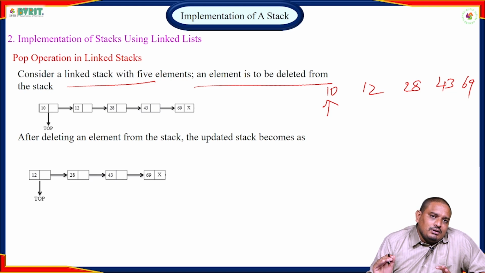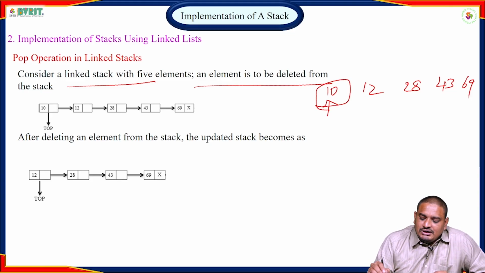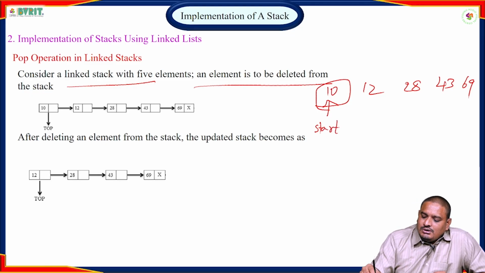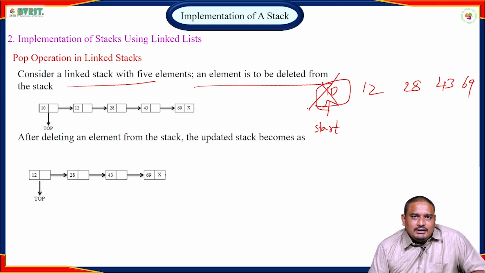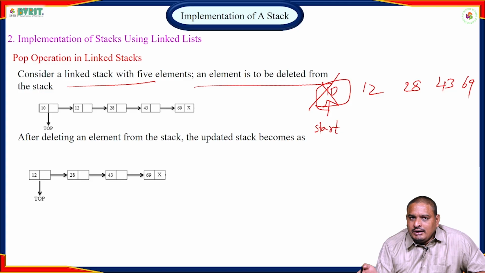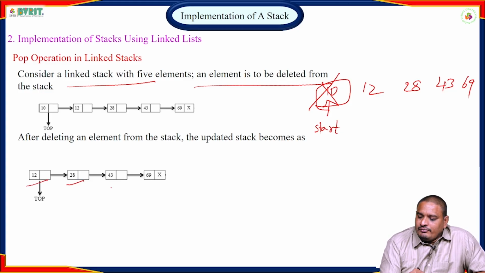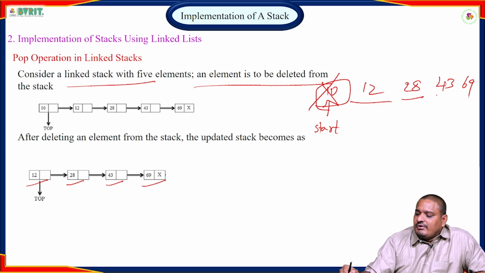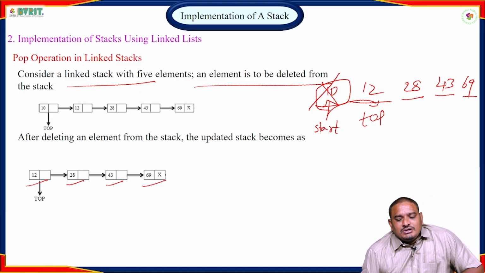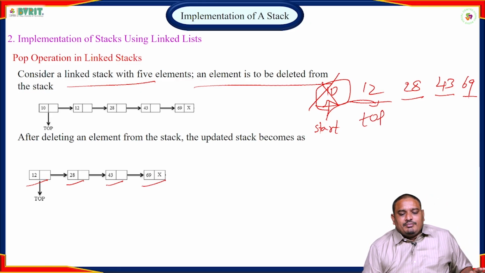After we perform the pop operation, which element will be removed first? The element 10 is the top position, the starting one. That element is removed from the stack, which means it is removed from the linked list. After removal, the elements available in the linked list are 12, 28, 43, 69. The top position jumps to here. That is the pop operation.